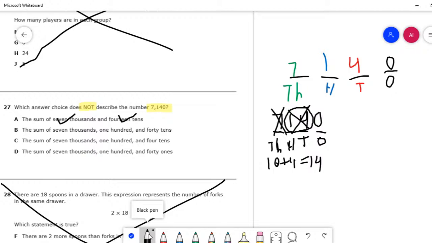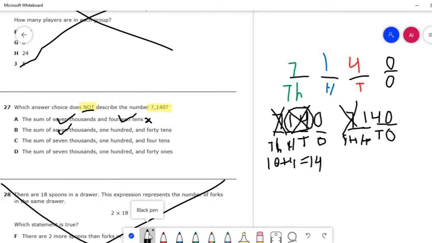So that's an incorrect choice, because we're looking for what does not describe the number. Now let's look at answer choice B, the sum of 7,000s, 100s, and 40 tens. Again, let's write out the number with the different underlines: thousands, hundreds, tens, and ones. Yes, there are 7,000s, just like in the last problem, so let's cross out the 7. Now we have the 1, 4, and 0 left.